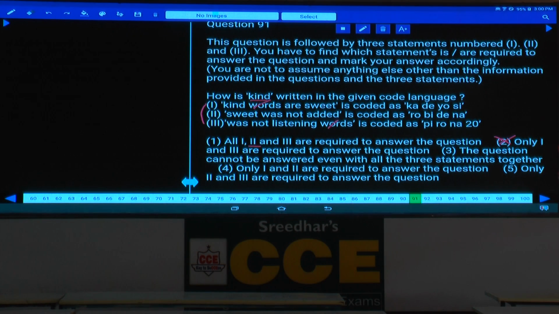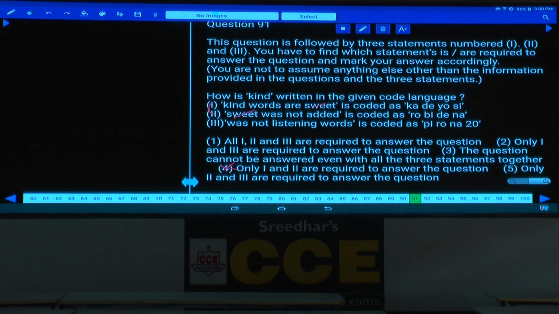Then coming to choice 4, 1 and 2. If you compare 1 and 2, tell me what is the word which is common here? If you compare 1 and 2, the word which is common is sweet. Kind words are sweet and sweet is the only word which is common. Hence I am able to find out the code for sweet, but not for kind. Hence 1 and 2 is not sufficient. Hence choice 4 is also ruled out.